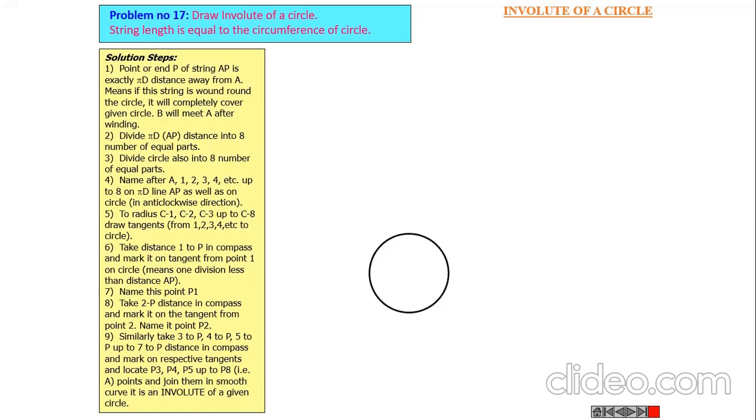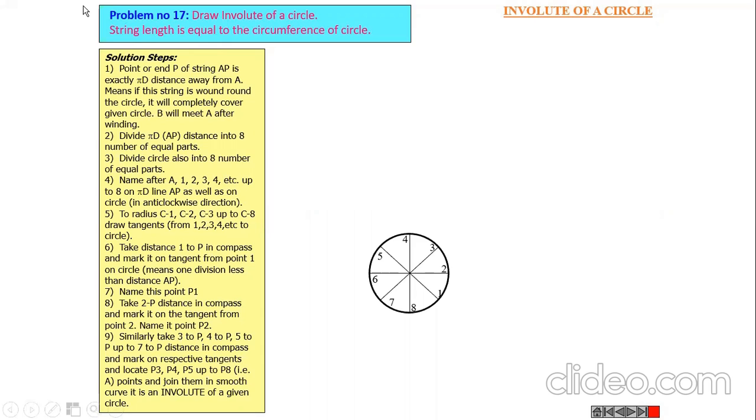First of all, draw a circle. The radius is given in the example. So, draw the circle of given radius. Then, divide this circle into 8 equal parts, or 12 equal parts. I can divide in 12 or 8 as per our requirement.